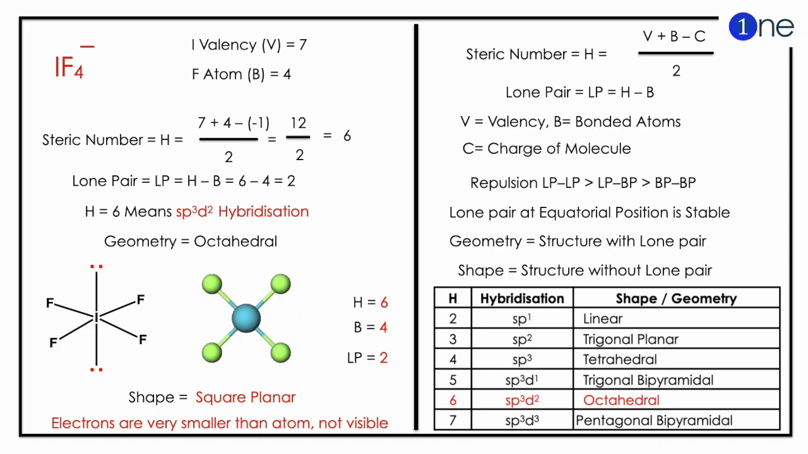The lone pair will be H minus B, which is 6 minus 4 gives 2. H6 means sp3d2 hybridization, so octahedral structure.